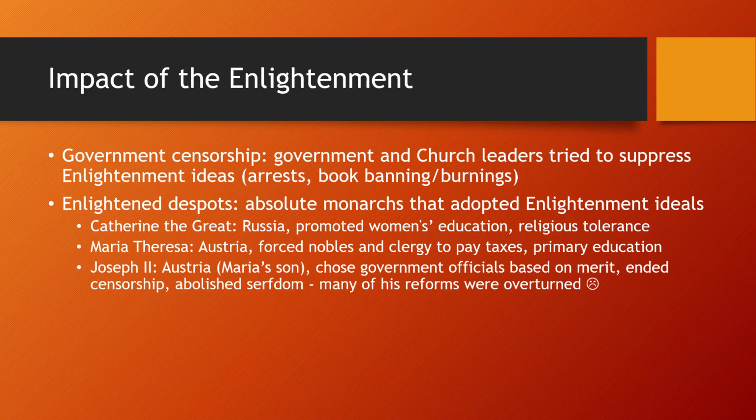Who does like the ideas, though? Enlightened despots. An enlightened despot is an absolute monarch that adopted Enlightenment ideas. And I've given you a few examples to remember. Catherine the Great of Russia would be a good example to use of an enlightened despot. She promoted women's education and religious tolerance.